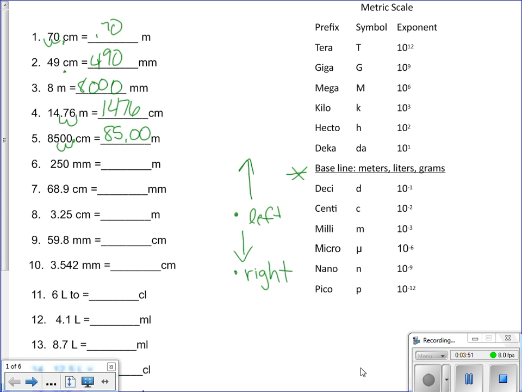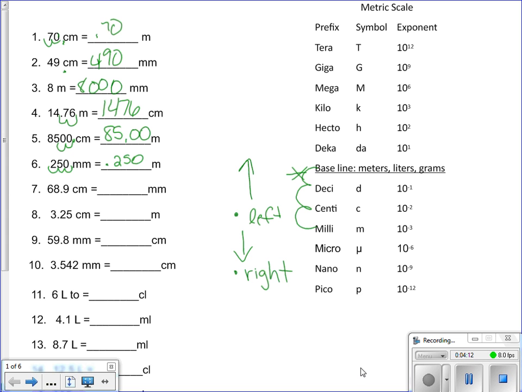Number 6, 250 millimeters to meters. So we're going up the scale from milli to meters, and we're going up 3 times. So we move our decimal 3 times to the left. Our understood decimal is at the end. So 1, 2, 3. This is 0.250.